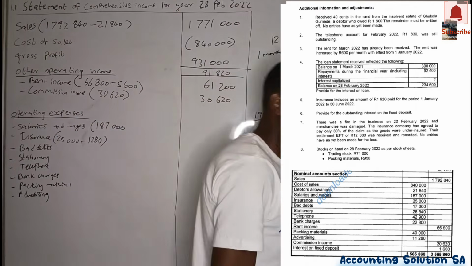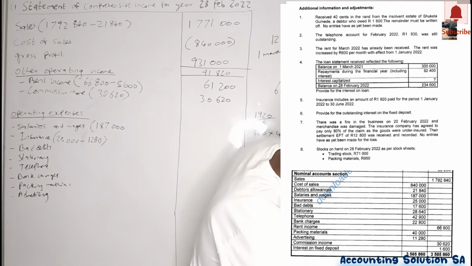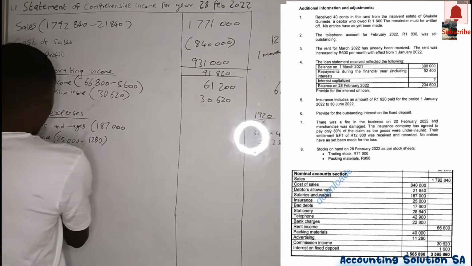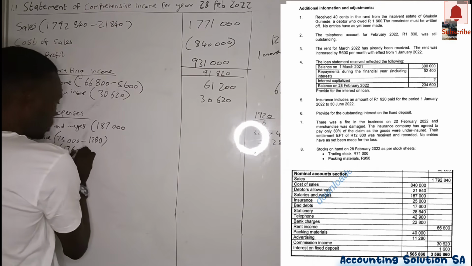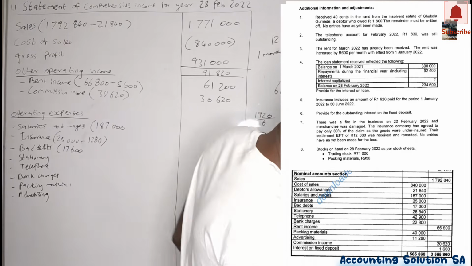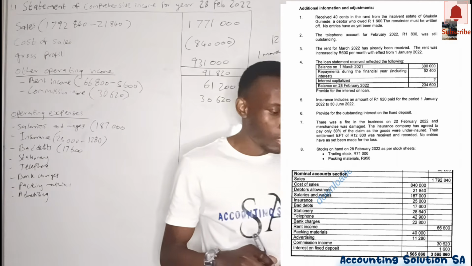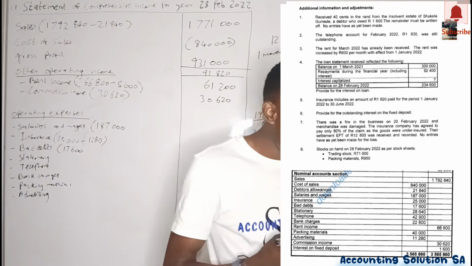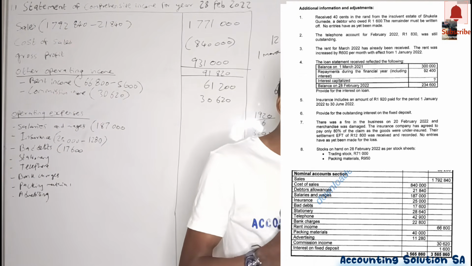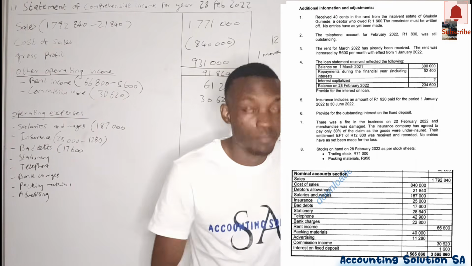The next one, we have a bad debt. Okay, bad debt, we have transaction number 1. But apart from number 1, we have 17,600 from our trial balance. Okay, then now number 1, they said received 40 cents in the rand from the insolvent estate of Shukela, who was a debtor who owed 1,600. Then the remainder must be written off and no entry has yet been made.